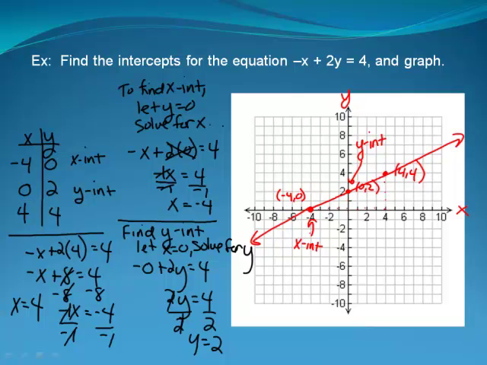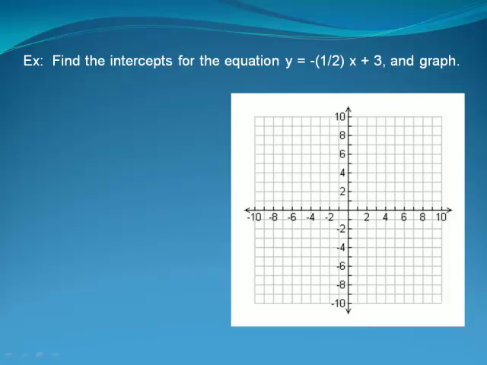All right, let's do the same thing for this equation. Y equals negative 1/2 x plus 3. Y equals negative 1/2 times x plus 3. Okay, we need ordered pairs. In order to find the x-intercept, we're going to let y be 0. In order to find the y-intercept, we're going to let x be 0. And then we would want to find a third point. And so for my third point, I'm going to choose to let x be 2.